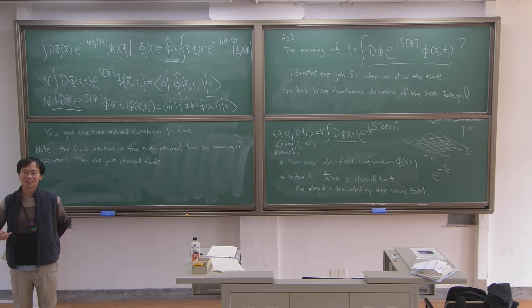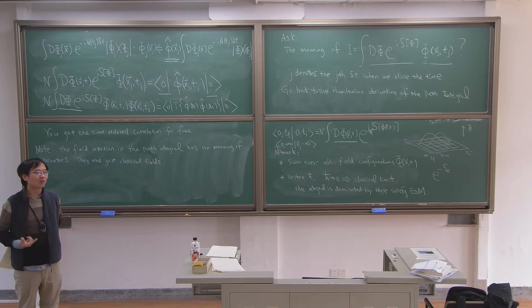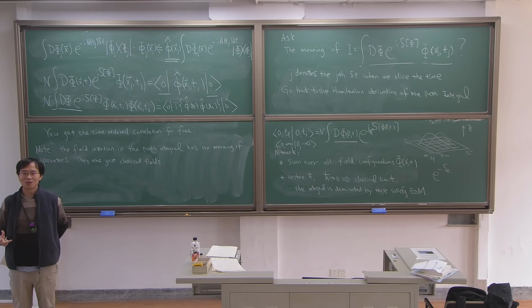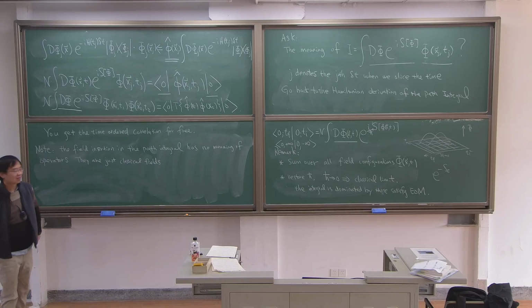Previously, we emphasized that from quantum mechanics to field theory, you have to change your mind to really think the field is an operator. Now, drop it. Now you should drop it. In the path integral formulation, it's not an operator. Okay? Not an operator.